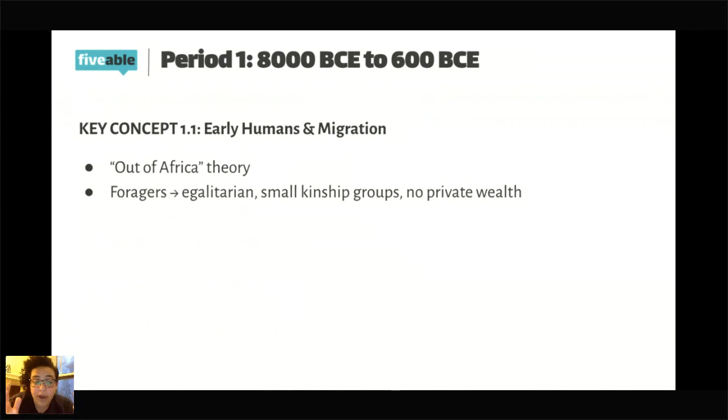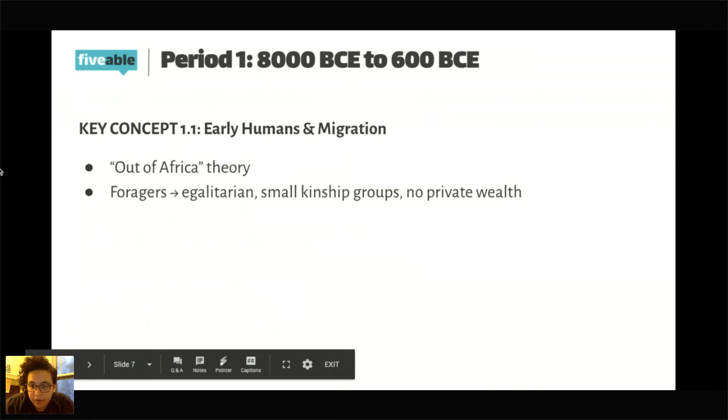And with that, there's no private wealth. Everything is owned together. So it's not like, this is my thing and I own it, and if you take it from me, that's stealing. It's a lot more collective than that because the trick here is just to survive, right?